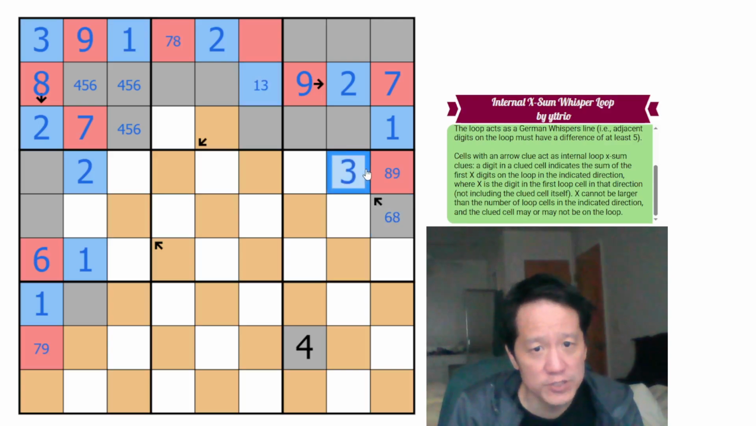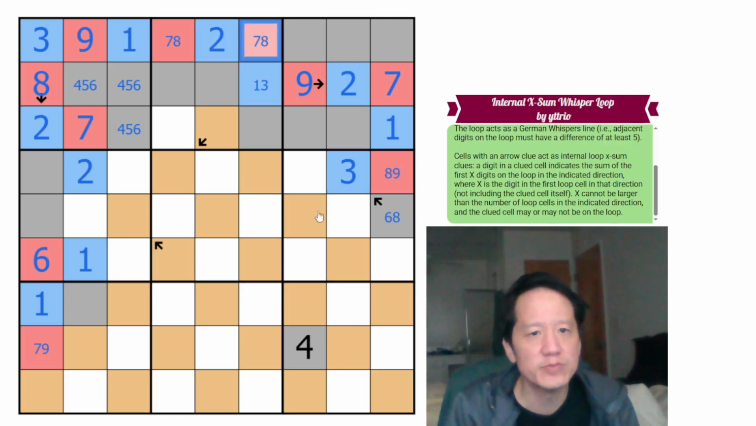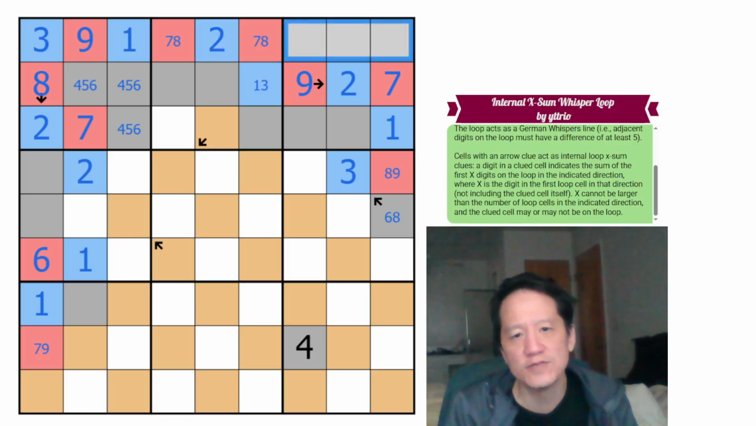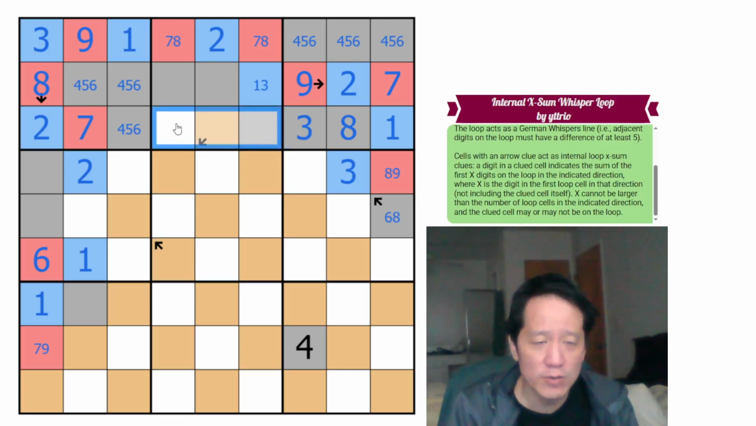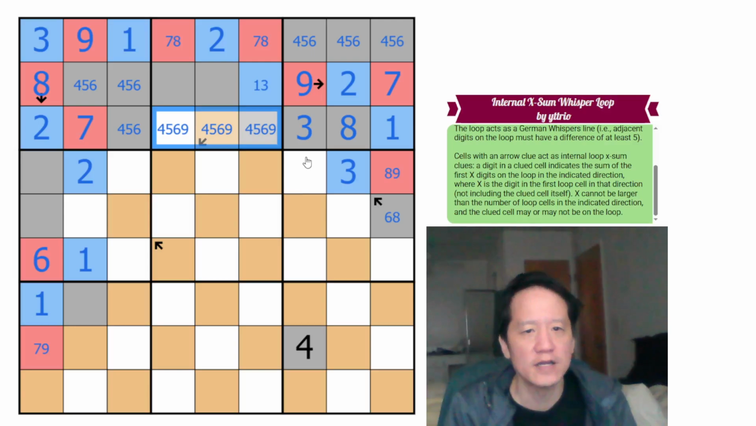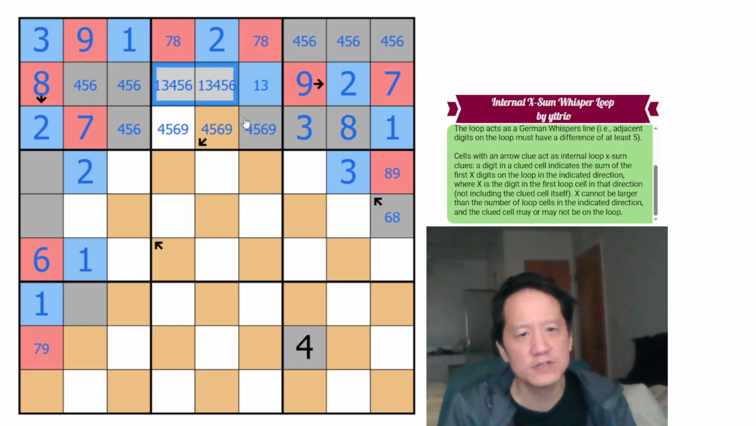This is 6 or 8, which is 3 plus 1 plus 2, or 3 plus 3 plus 2. This is 7 or 8 because that's the only digit that can be between 2 other digits on the German whisper loop. That can't see itself. These have to be 4, 5, and 6, which makes this 3 and 8. This can't be 3, so this is 8, which makes that a 3. The rest of this is 4, 5, 6, and 9. The rest of these are 1, 3 with 4, 5, or 6.